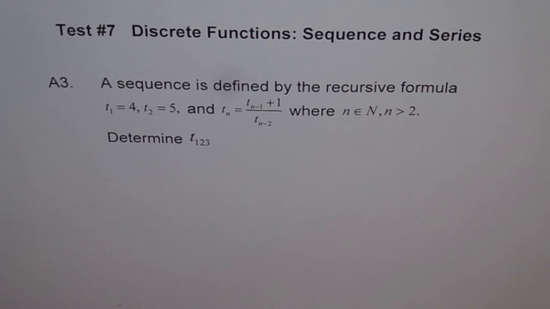Test 7, Discrete Functions, Sequence and Series. Application problem 3. A sequence is defined by the recursive formula t1 equals 4, t2 equals 5, and tn equals tn minus 1 plus 1 divided by tn minus 2, where n belongs to the set of natural numbers, n is greater than 2.